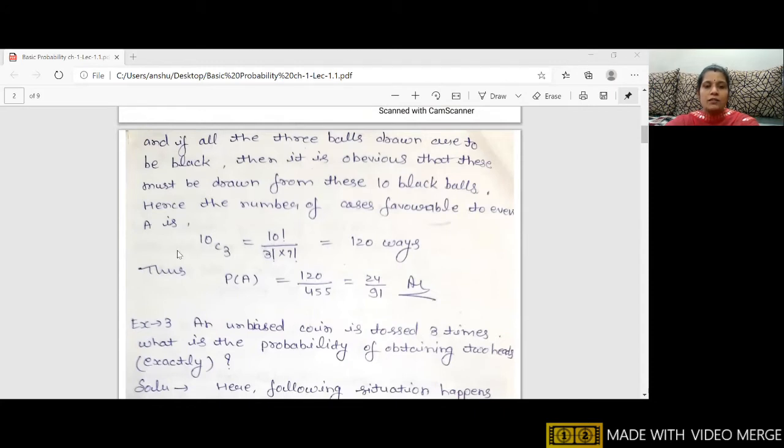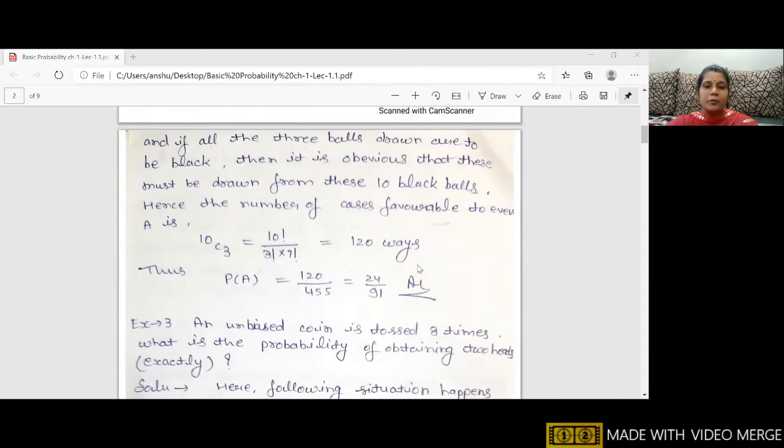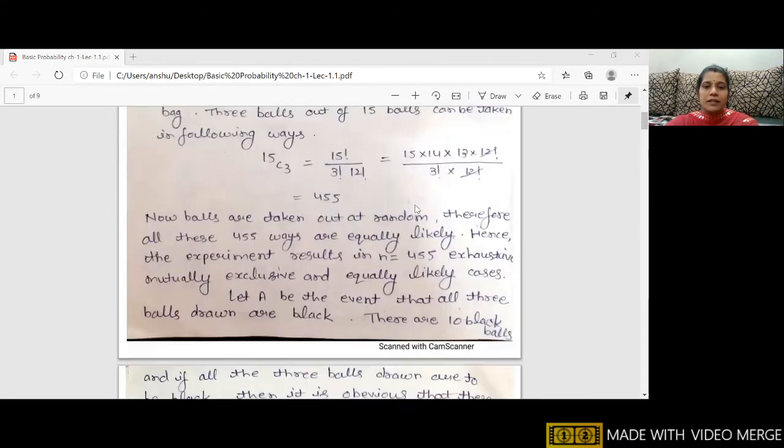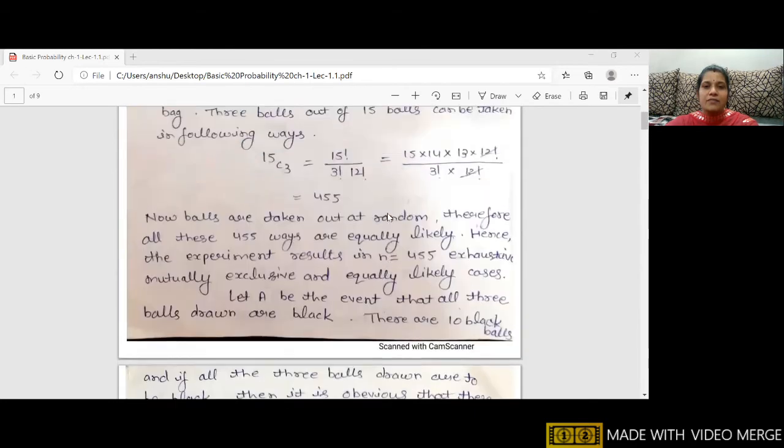So solve this nCr: factorial 10 upon factorial 3 into factorial 10 minus 3, that means factorial 7, is equal to 120 ways. Got it? So what is the formula of the probability? The formula is favorable events upon total events. So here the favorable events are 120 ways, and the total events are what?